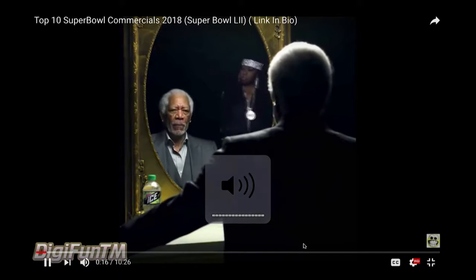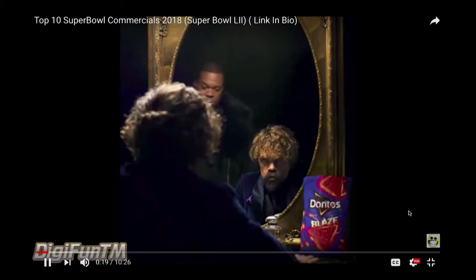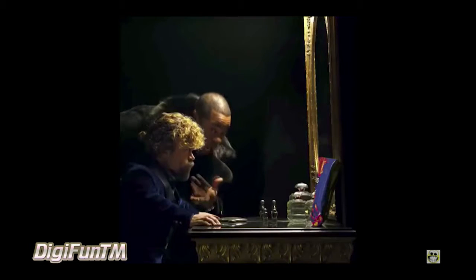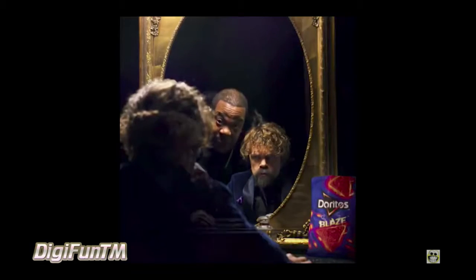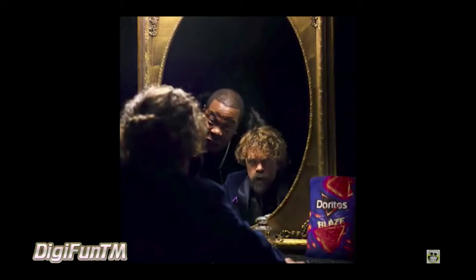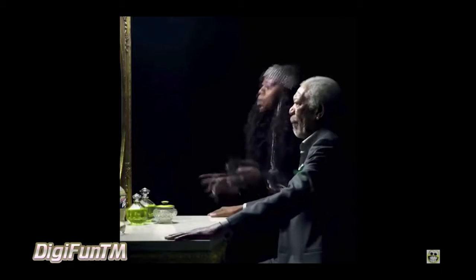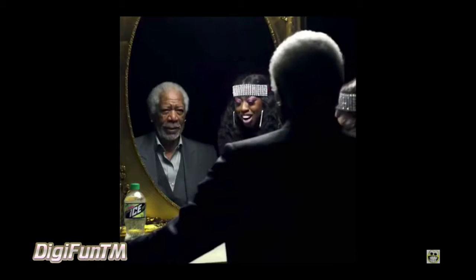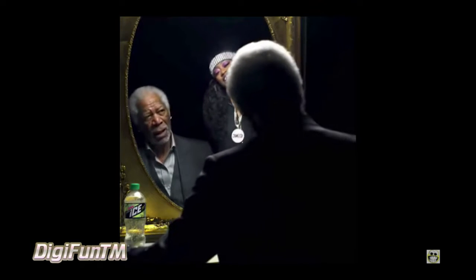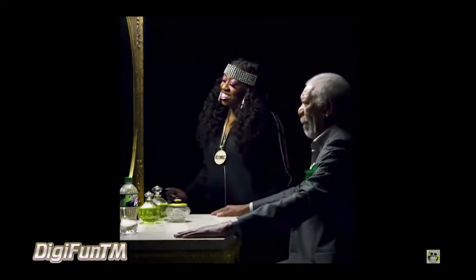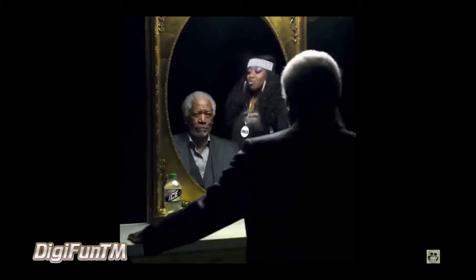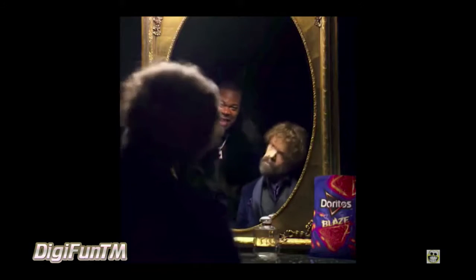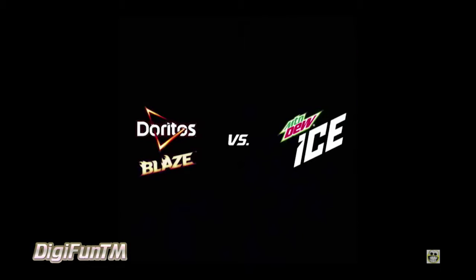Peter Piper picked a peck of pickled peppers. How much wood would a woodchuck chuck if a woodchuck could chuck wood? Faster! Speed it up! Get it together. A little bit louder. I need conviction. I need to feel it. If Peter Piper picked a peck of pickled peppers, where's the peck of pickled peppers Peter Piper picked? You ready? Yeah. Let's go! Showtime, baby! Holla! Let's go!